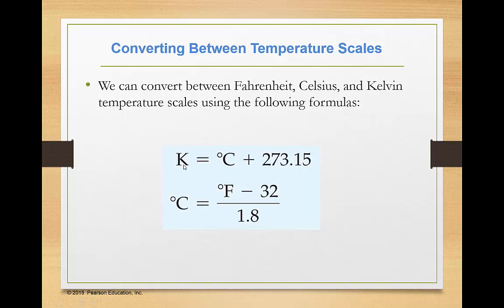You do need to memorize this first formula, the relationship between Kelvin and degrees Celsius. Now, if you're given degrees Celsius and you want Kelvin, you just plug it into this formula. If it's the other way around, if you're given Kelvin and you want to know what the degrees Celsius are, you're just going to flip this equation around. Subtract the 273.15 from both sides, so Kelvin minus 273 will give you your degrees Celsius.